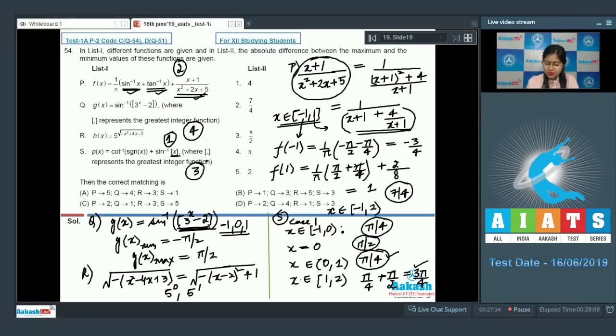So from the given options 2, 4, 1, 3, it is given in option number D. So we can say that option number D is the correct choice. I hope all the questions have been clear to you.